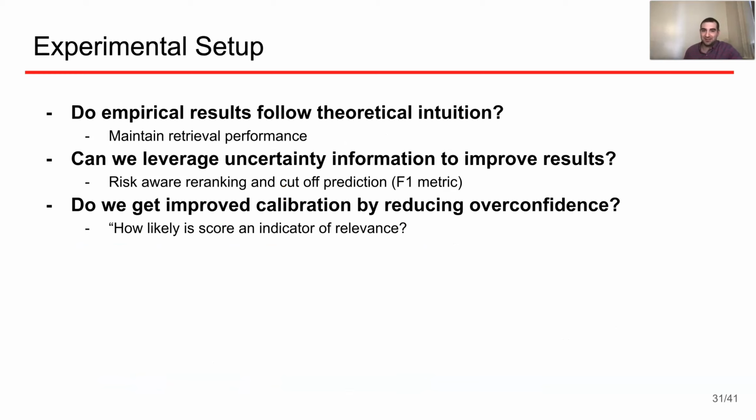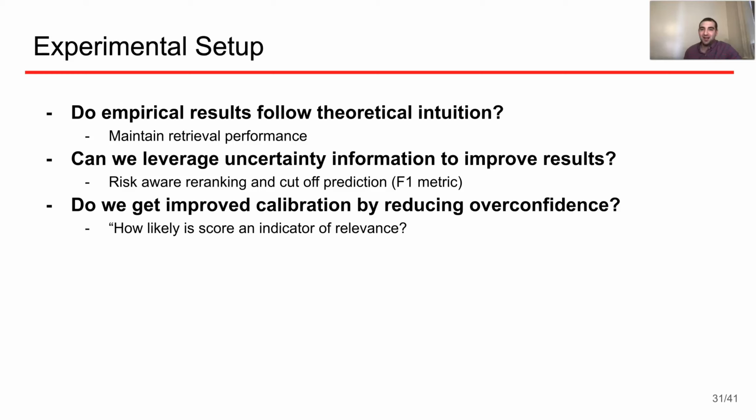For our experimental setup, we're essentially asking three core questions. The first is, do empirical results follow theoretical intuition? And the idea is that the mean score for every single document distribution should equal its deterministic version. So by incorporating our Bayesian component, we shouldn't be hurting performance at all. Second is, can we leverage uncertainty information to improve results? And that's done through that risk-aware re-ranking and the cutoff prediction tasks.